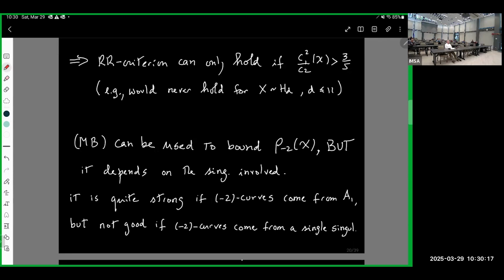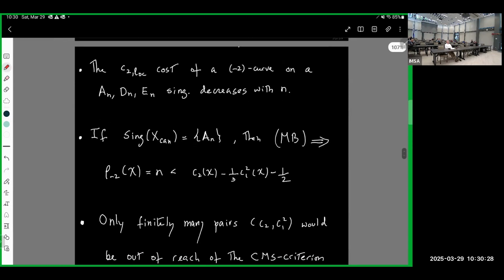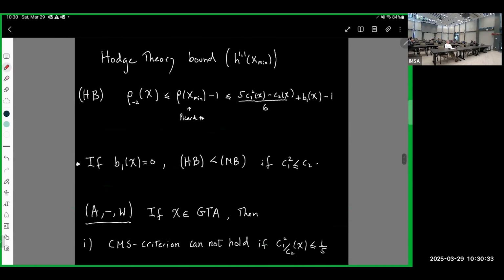So it's good to bound curves if they come from individual singularities, from singularities for only one minus two curve, like A1. Now there's another bound, which I'll go through quickly, coming from Hodge, a simple bound. Hodge bounds H11 of the minimal model, and that of course bounds the Picard number of the minimal model, which bounds the number of minus two curves. And that bound actually is stronger.